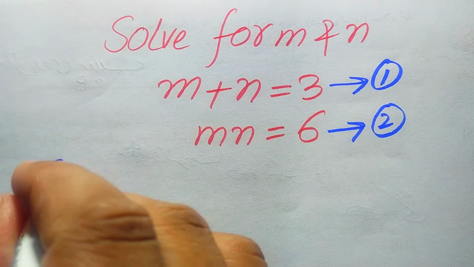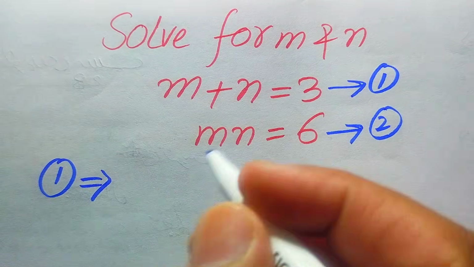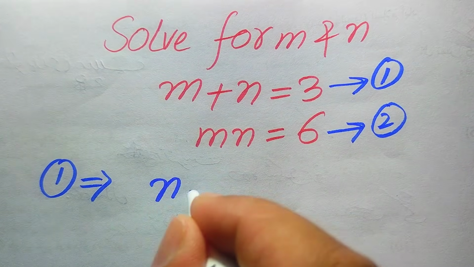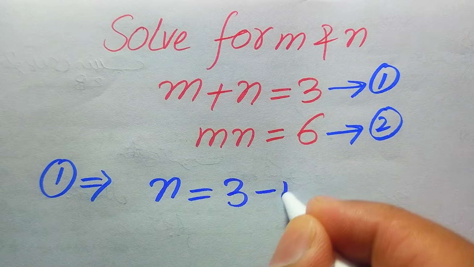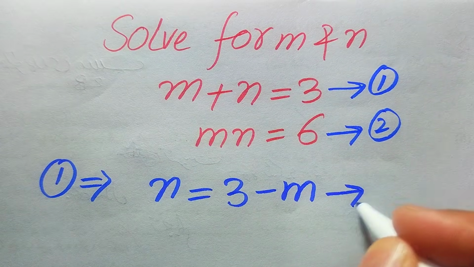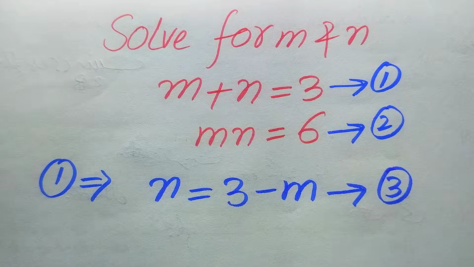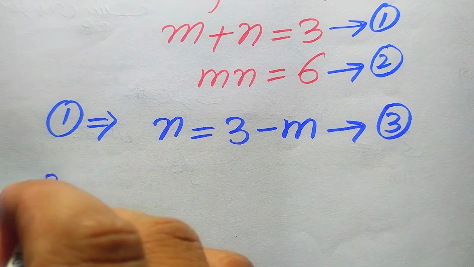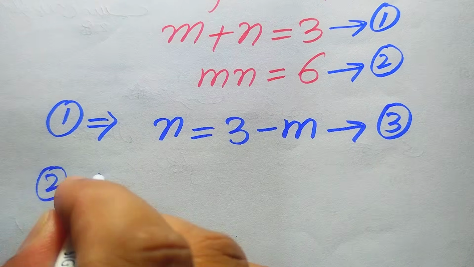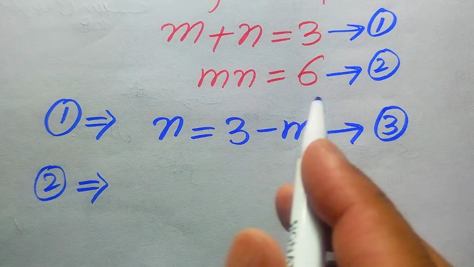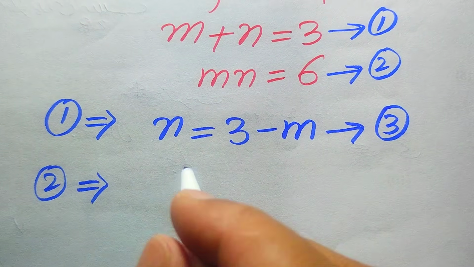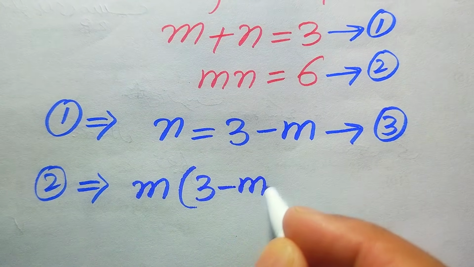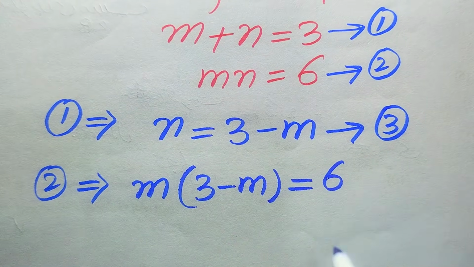Here our equation number 1 implies that we move the term m from the left hand side to the right hand side, and we get n equals 3 minus m, and we call this equation number 3. So we substitute this value of n into equation number 2. Equation number 2 implies that mn equals 6, and with the value of n as 3 minus m, we get m times (3 minus m) equals 6.